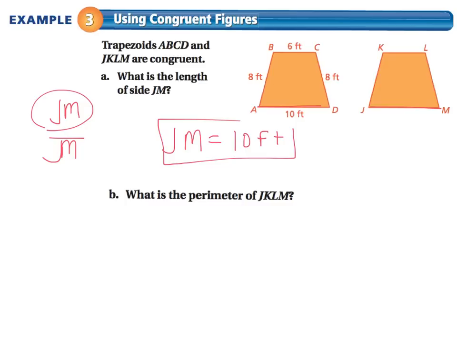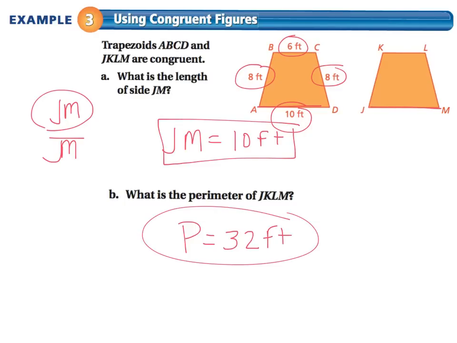Really easy. What is the perimeter of JKLM? Well, since they're congruent, they're the same shape. So all we have to do to find the perimeter of JKLM is add together 6, 8, 8, and 10. So if we did that, the perimeter of JKLM would be 32 feet.